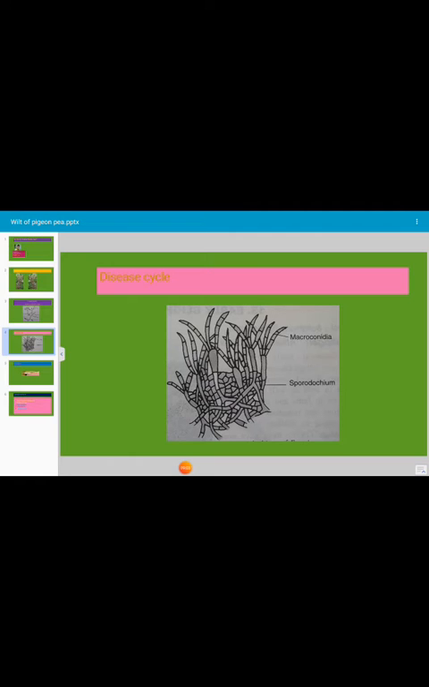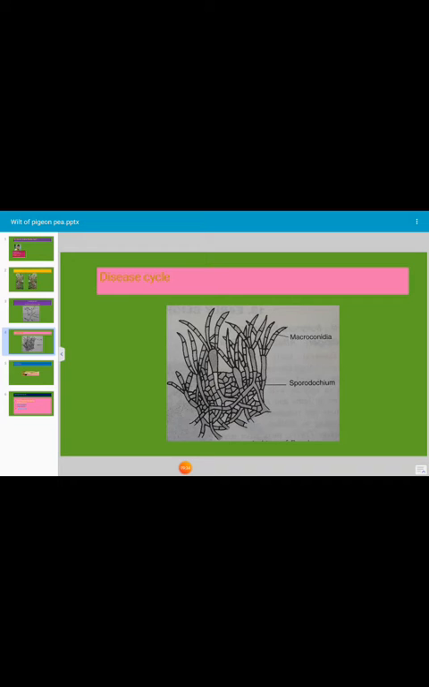Okay, and the macroconidia are released very soon, and whenever they reach the proper host plant, they cause disease. Or, in the absence of the host plant, they remain on plant debris in the soil, because this is a saprophytic fungus and a facultative parasite. In the absence of the proper host plant, it remains in soil on dead organic matter, and whenever it comes in contact with the proper host, it causes disease.